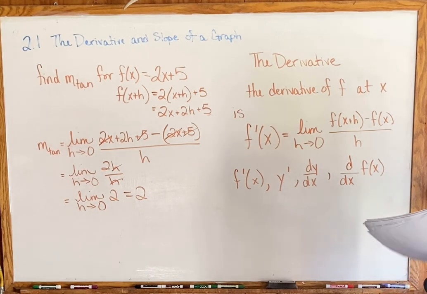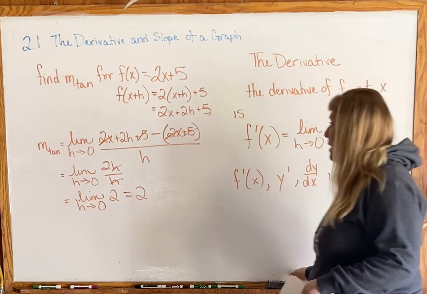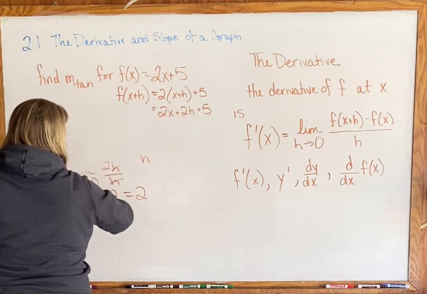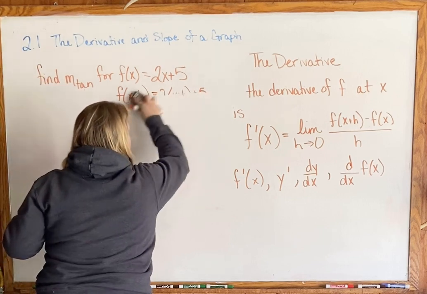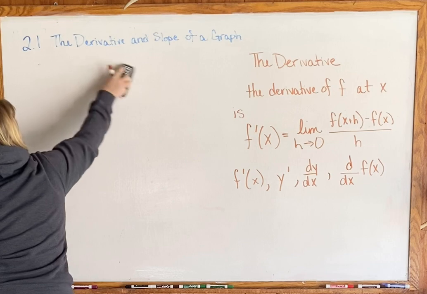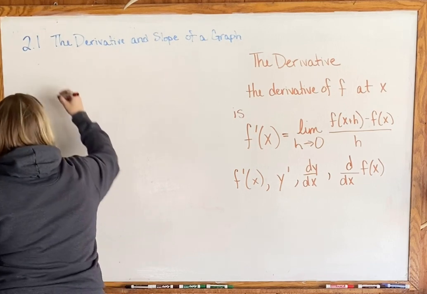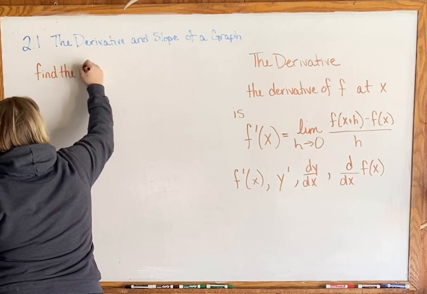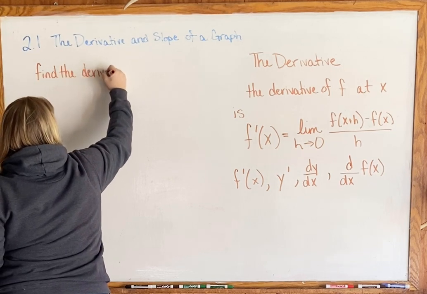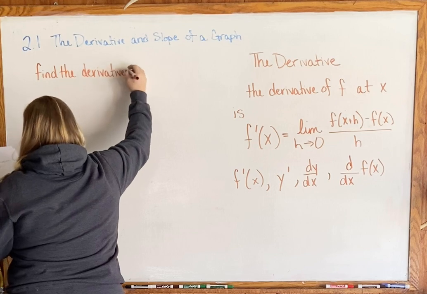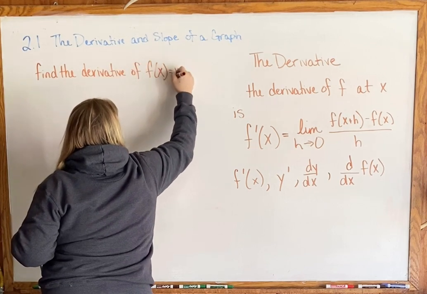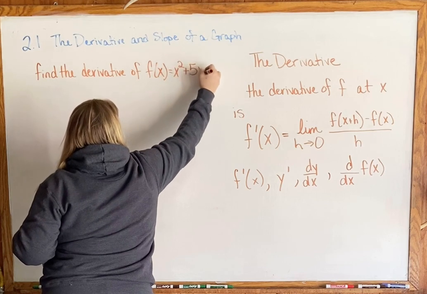Okay, so the only thing that's changed there is the notation, otherwise the process is the same. So this time, instead of me saying find m tangent for a function, I can say find the derivative of f of x equals x squared plus 5x.